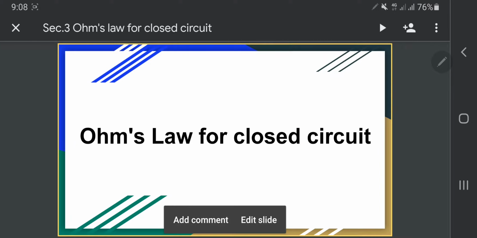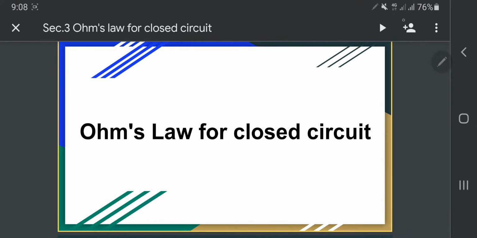Good morning, guys. Today I explain Ohm's law for a closed circuit. For a closed circuit, the electromotive force VB equals V in plus V out, or terminal voltage. This law we took in the previous lesson.